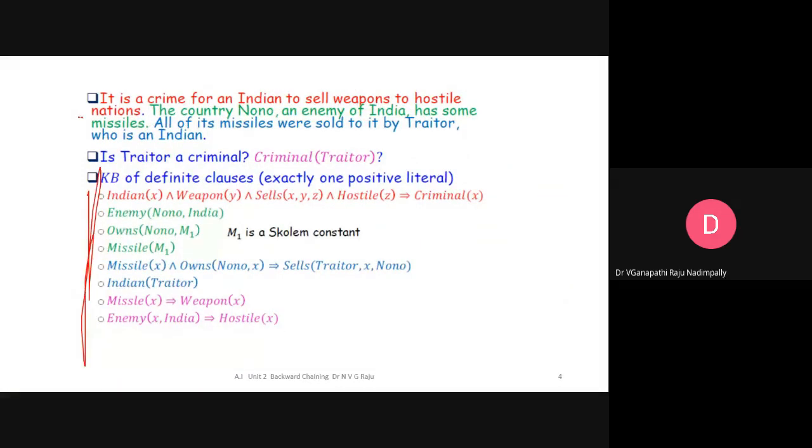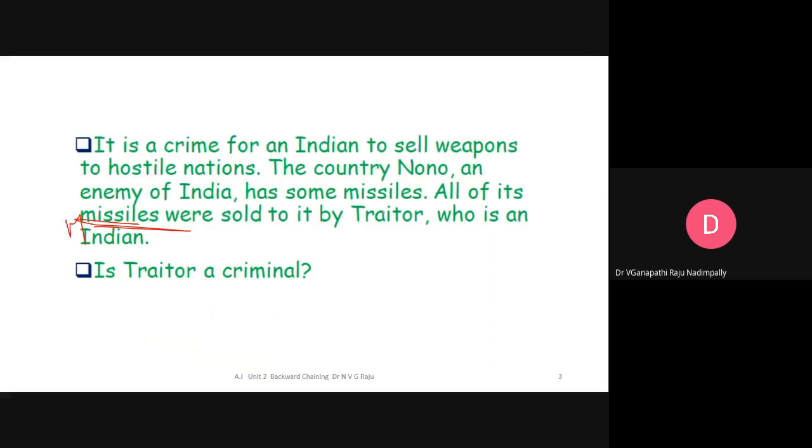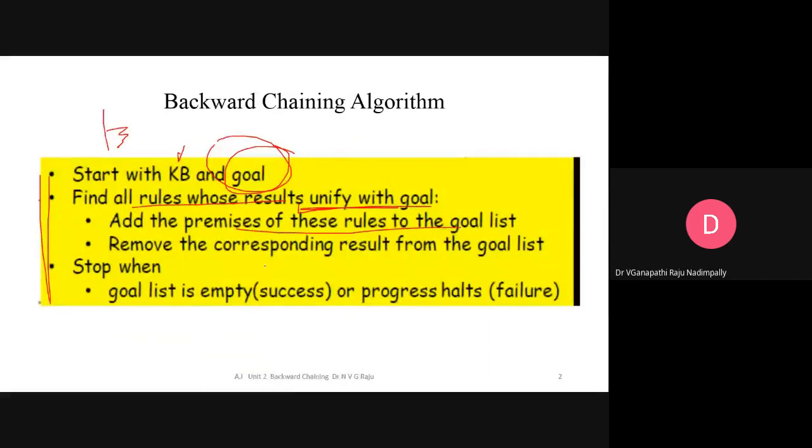I have converted this knowledge base into FOL, and by considering all these results, I have taken a unification process. Wherever criminal X is there, I can replace it with these 4 FOL statements, because all these 4 FOL statements are ending with it, so by using AND elimination, I can get 4 different sentences. The same thing I have represented here. Add the premises of these rules to the goal list. Remove the corresponding results from the goal list. Whatever sentences you have already visited, you have to remove from the knowledge base, and you stop the discussion when the list is empty.